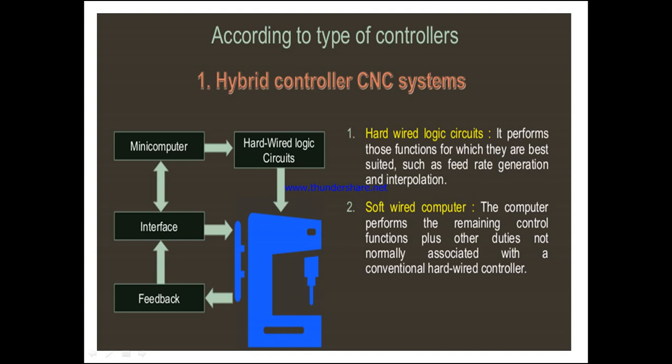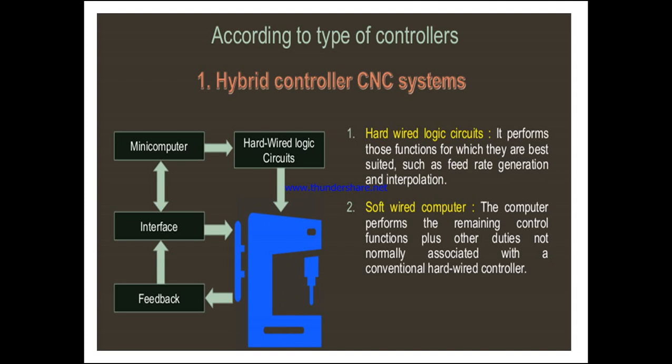In the same way, according to the type of controllers, we have hybrid controller CNC machines. Here the control uses both hardwired logic circuits as well as software computers. The machine control done by the computers provides the interface as well as feedback. So hybrid is where we have a closed loop system, and controlling is done by different logic circuits, hardwired as well as interfaced by feedback.